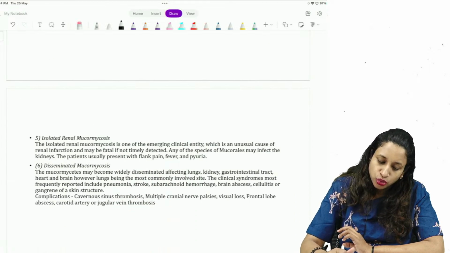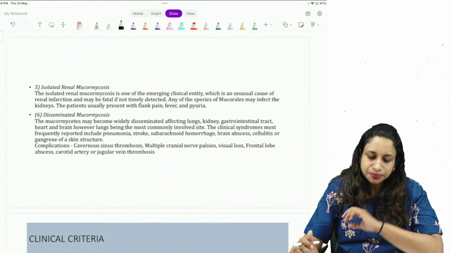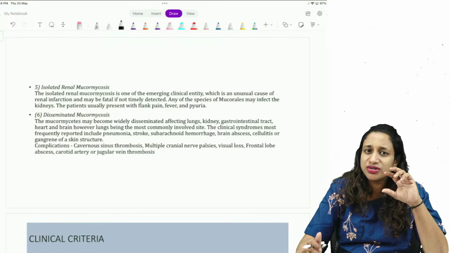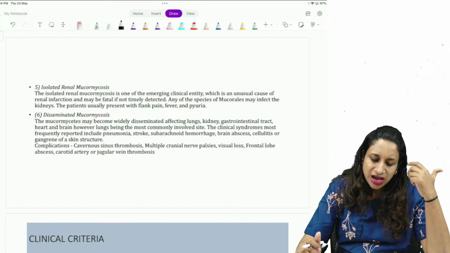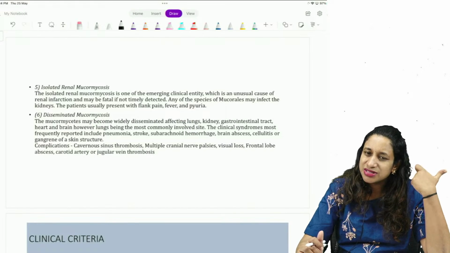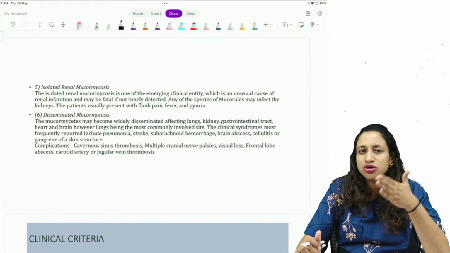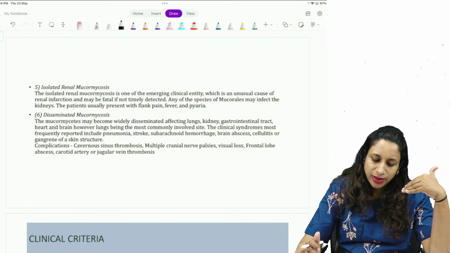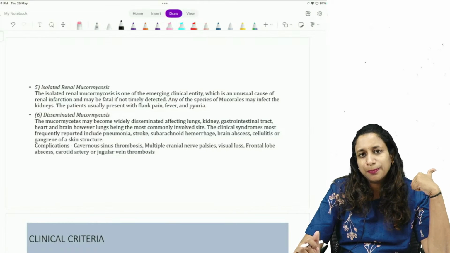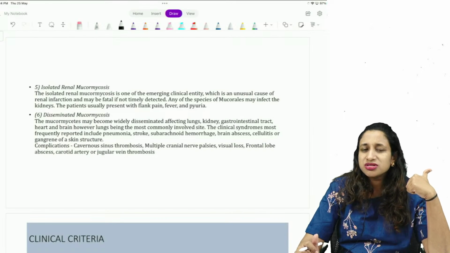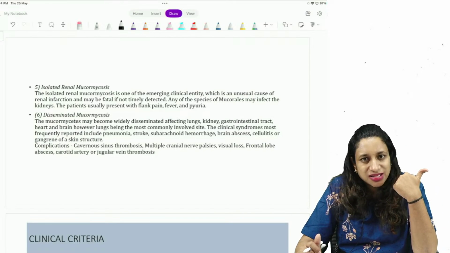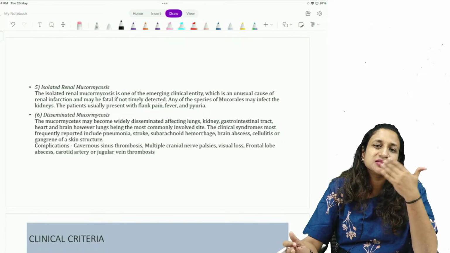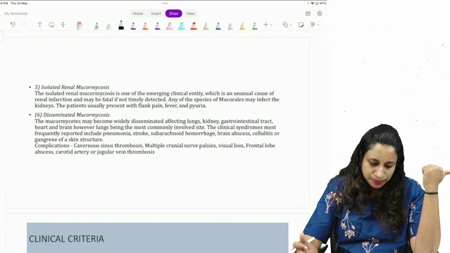Now coming to renal mucormycosis, very rare, you don't tend to see it so commonly, but this is responsible for infarction, which is also very fatal because many a times it's difficult to diagnose because it's not so common. Renal mucormycosis presents with flank pain, fever and pyuria. So there is pus in urine, many a times with no bacterial organism being isolated, and it turns out to be something which is caused by mucor.